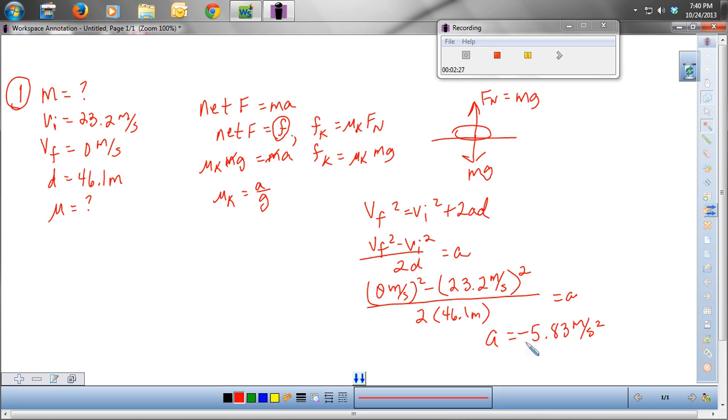Now, I don't really care about the fact that this is negative, because what I could have done up here is said that the negative frictional force, which is a retarding force, and so then a negative mu k would have been a negative a over g. So the negative sign doesn't really matter. So mu k is 5.83 meters per second squared divided by 9.8 meters per second squared. So those units should cancel. So mu k, when I did it, I got 0.596.